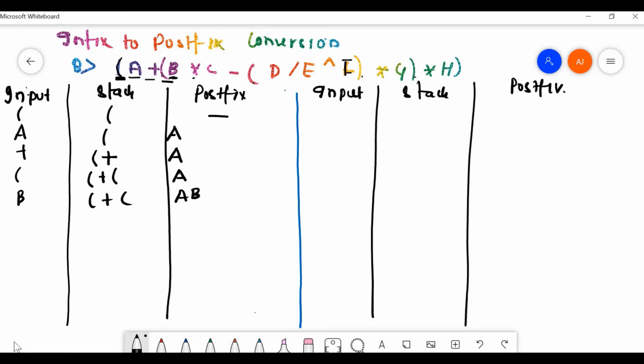Now into comes here, so into parenthesis plus parenthesis into, so no changes because no higher precedence operator has come. Now c comes here, so it is parenthesis plus parenthesis into, and a b c.